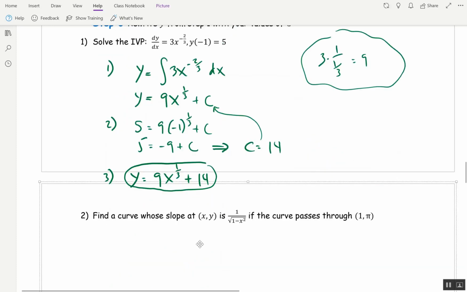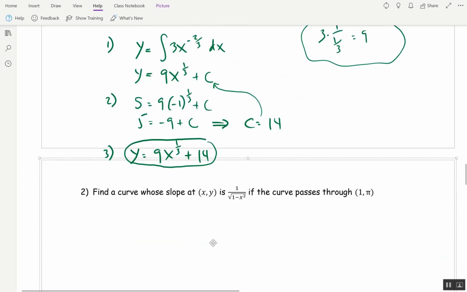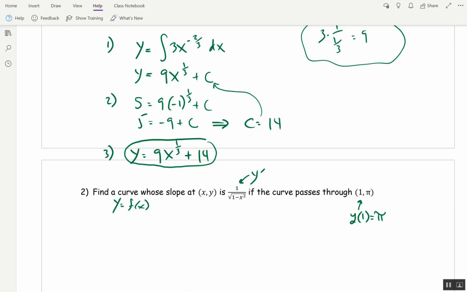Find a curve whose slope at (x, y) is this. And so if the curve is y equals f of x, we're told that this is y prime. And then this information, another way to state this would be y of 1 is pi. So sometimes the information is given to you in a different form. So this is an initial value problem. It's just kind of in code.